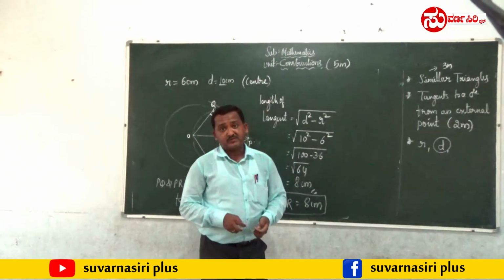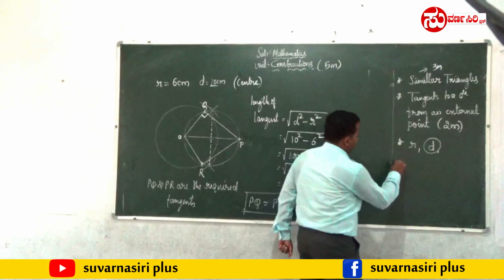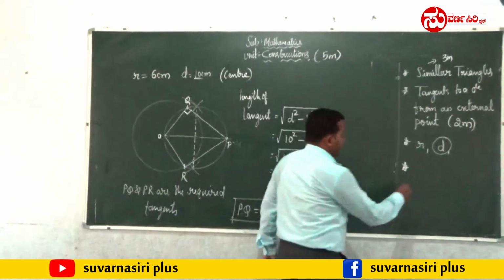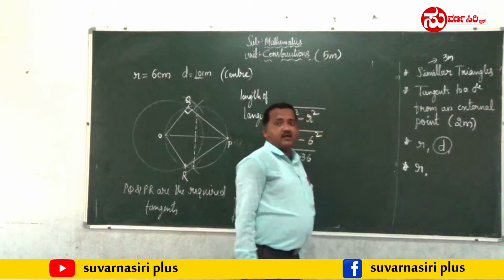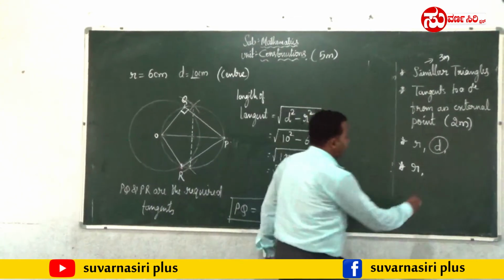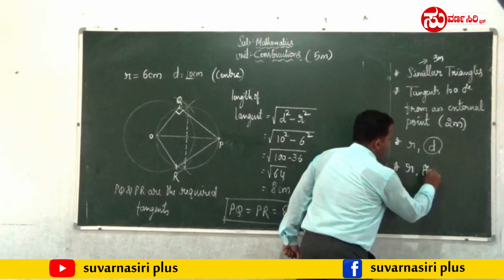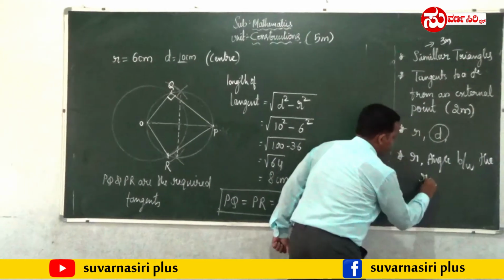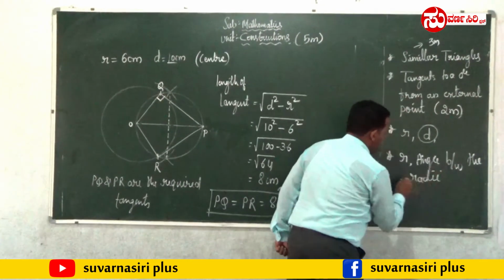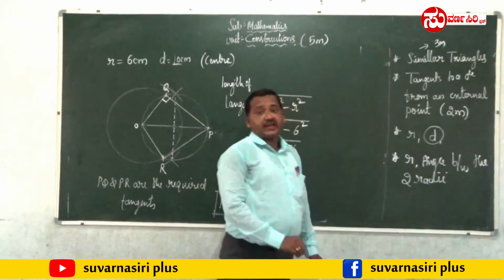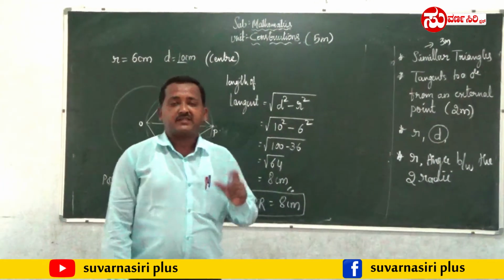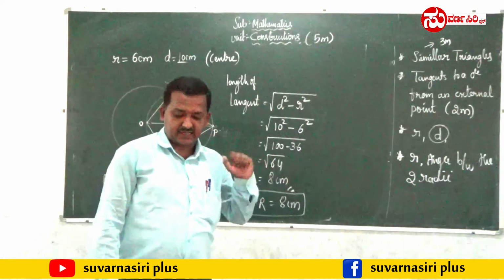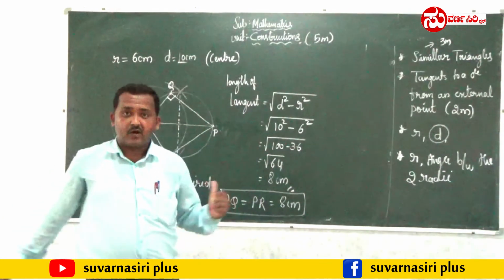The second kind of problem will be there. That is the second case. The radius of the circle will be given and the angle between the two radii will be given. So with that we have to draw the tangents to the circle. That is how we will see now.